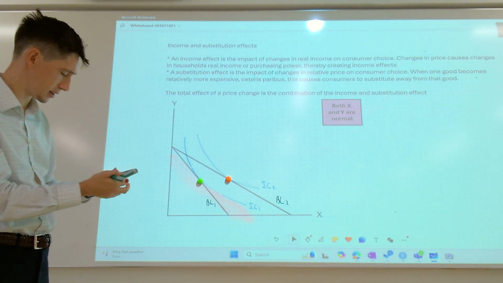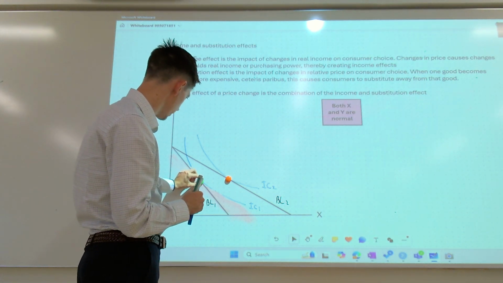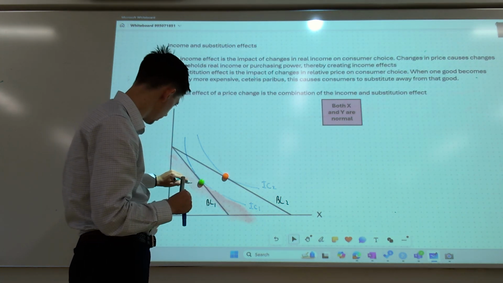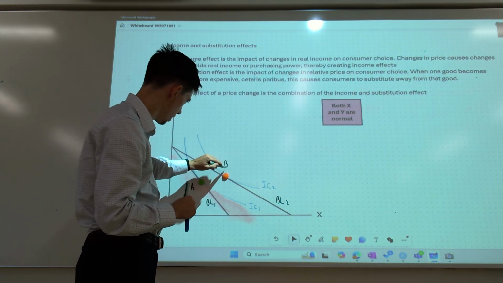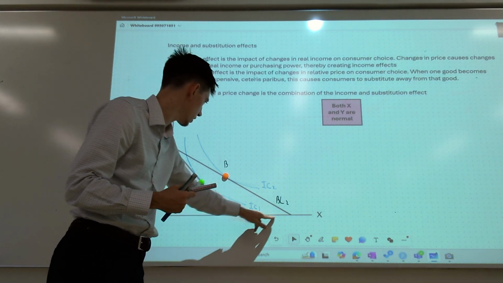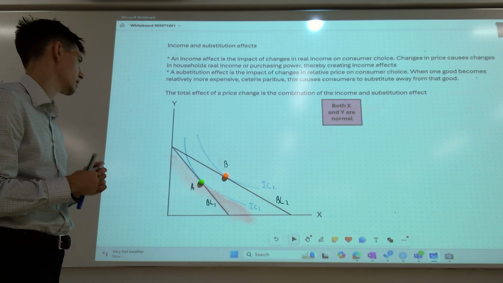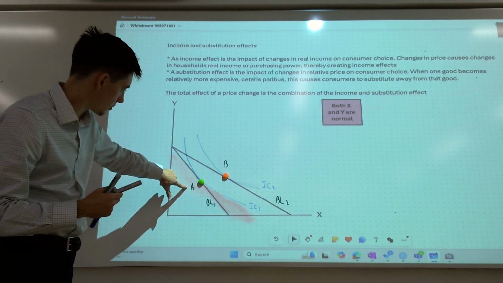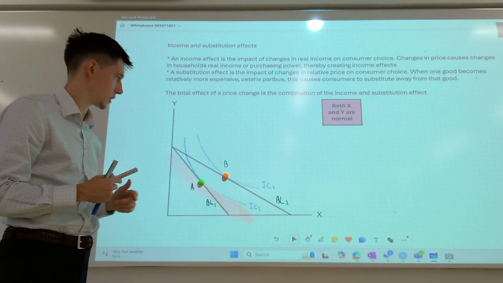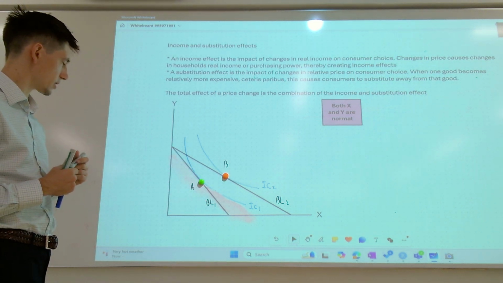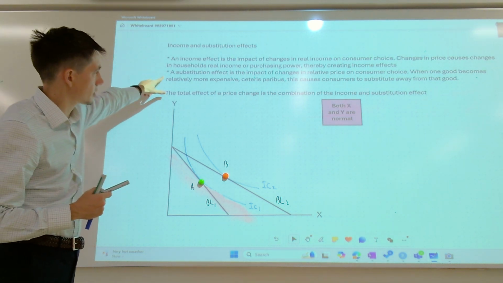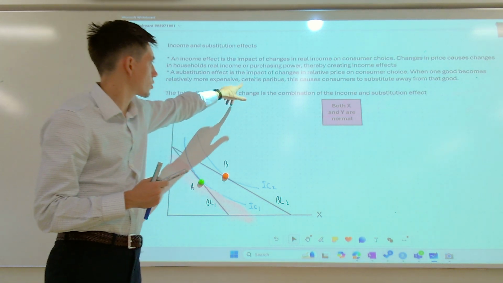So straight away in this diagram, we can see what the total effect is. Okay, the total effect, let me just line these up. The total effect here is going to be A to B. So the price of X is falling. The result is that I consume initially at point A, maximize our utility there, and then I move to point B. Okay, so what's the income effect? What's the substitution effect? Well, let's think about it in terms of this idea of ceteris paribus.